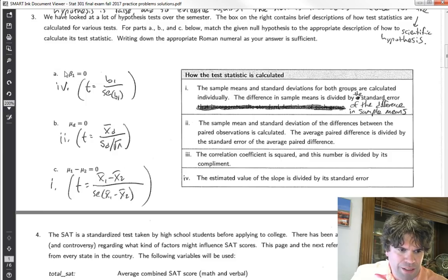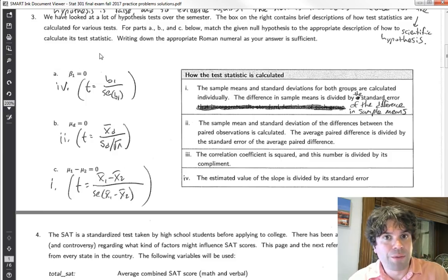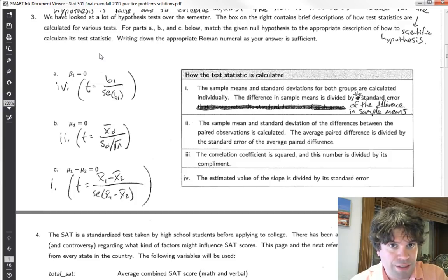Let's go A, B, C. So A, beta 1 equals 0. So beta 1, that's a regression coefficient. It's a slope coefficient in a linear regression model, the population slope. When we test to see if a predictor variable is significant, what we're really doing is testing to see if the slope for that predictor variable is significantly different from 0. And we do this with a t-test.